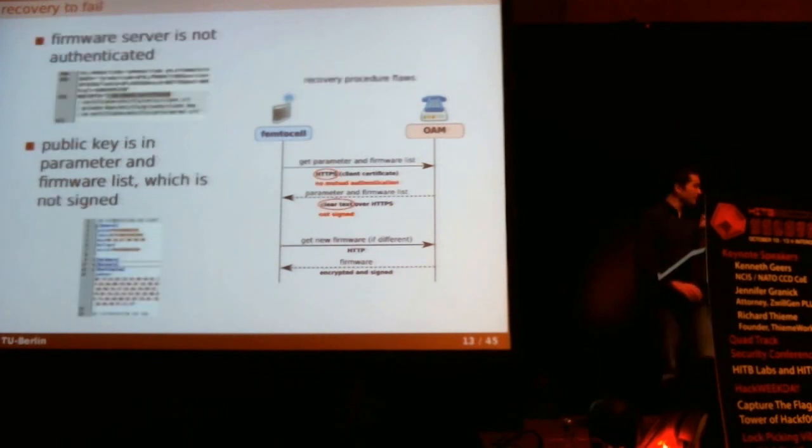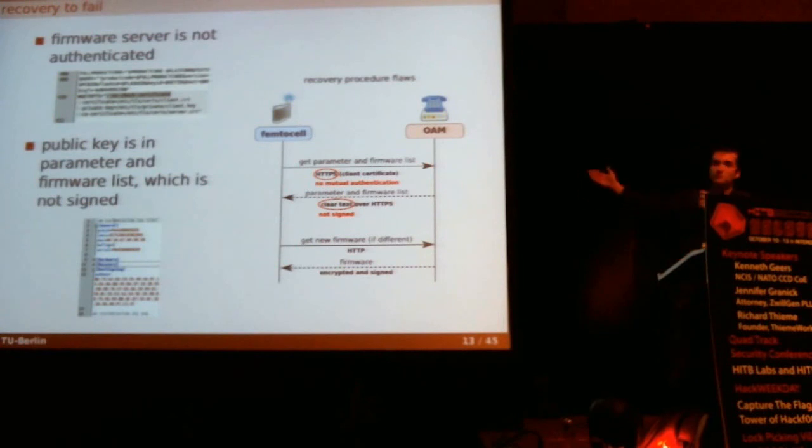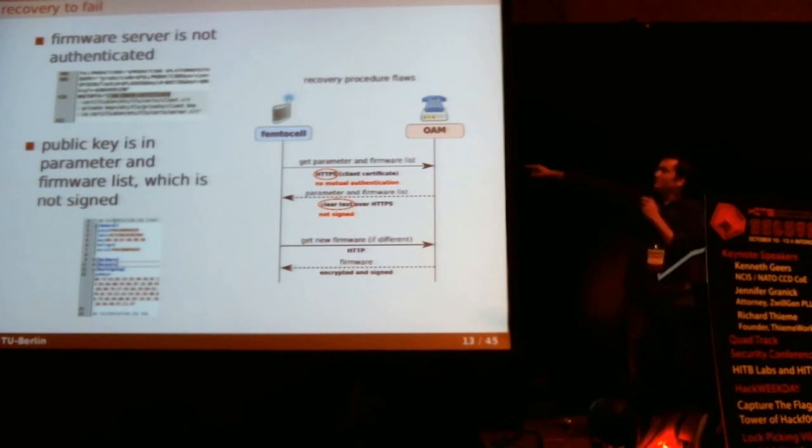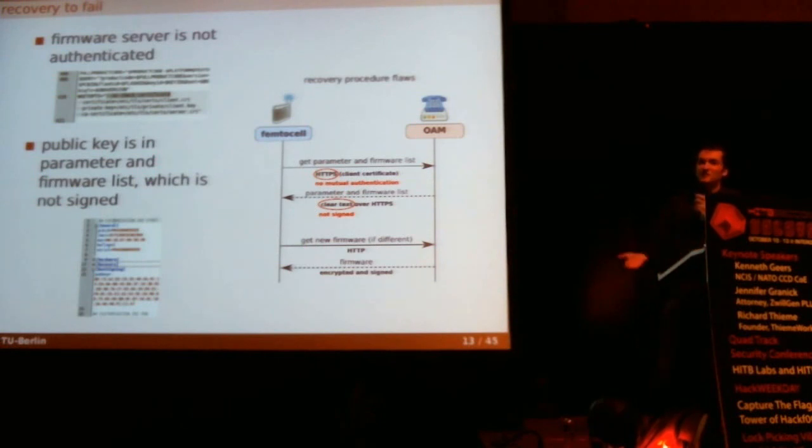But we found several flaws in this recovery procedure. The first one is the HTTPS. They only use a client certificate to be sure that a femtocell is requesting the image. The femtocell doesn't verify the server, whether it's the right server. So we provided our own server, the femtocell connected to it, and this way we could push our own configuration and give our own firmware list. You can see at the top here, they give the certificate authority, but they do not check the certificate. This has been fixed, but at the beginning it was this way.